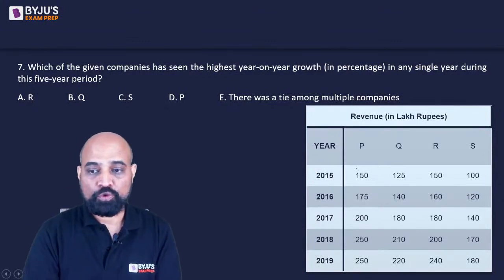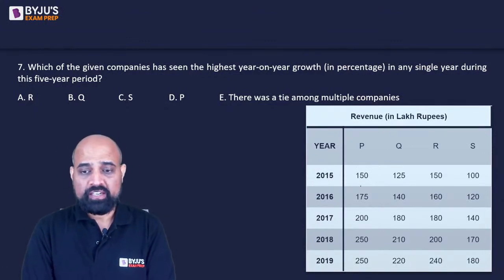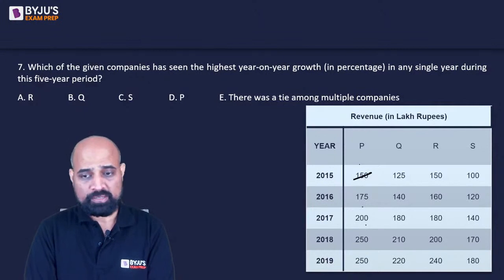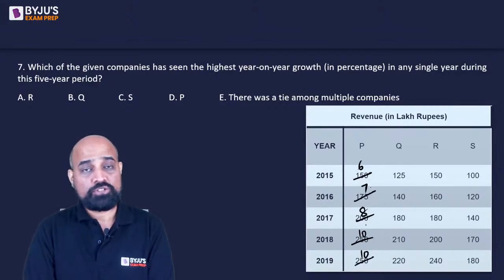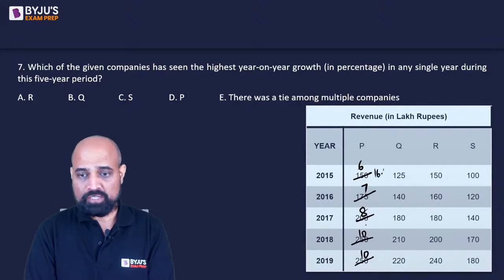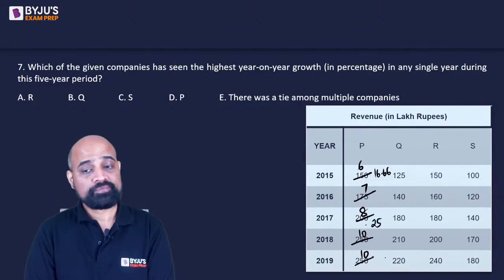For that, what we can do is we can simplify, as in 150, 175, 200, 250, 250, ये सारे 25 के टेबल में है. तो इसको थोड़ा सिंप्लीफाई कर देते हैं. इसको 6 लिख देते हैं, 7 लिख देते हैं, 8 है, this is 10 and this is 10. So 6 to 7, this is an increase of 16.66. 7 to 8 कम हो जाएगा. 8 to 10, this is a 25. 10 to 10, no change. ठीक है, ये भी नहीं होगा आंसर.